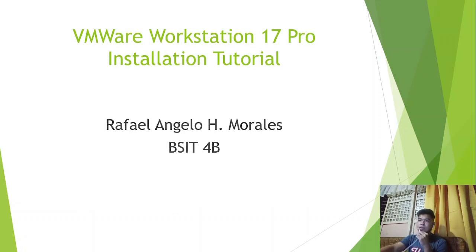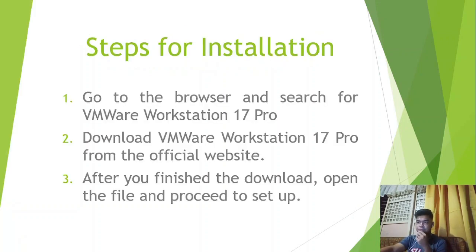In this video, I'm going to show you the tutorial on how to install VMware Workstation 17 Pro. These are the steps for installation. First, go to the browser and search for VMware Workstation 17 Pro. Second, download VMware Workstation 17 Pro from the official website. After you finish the download, open the file and proceed to setup.